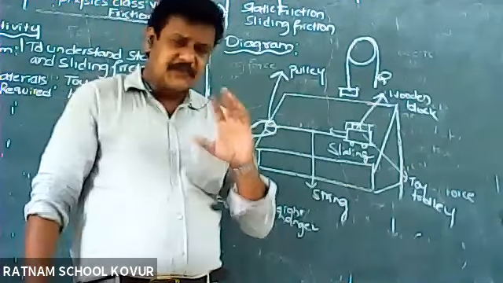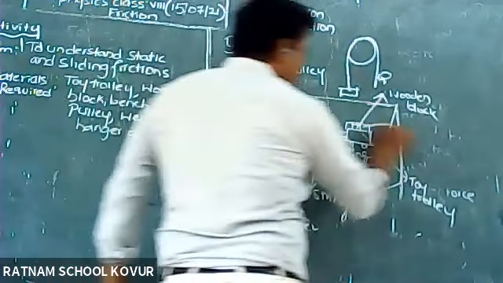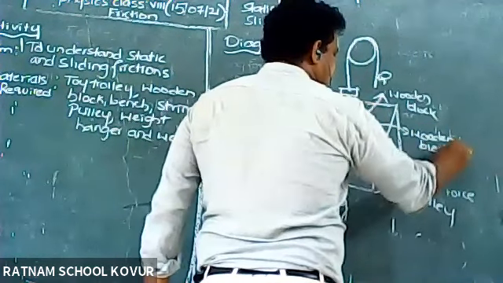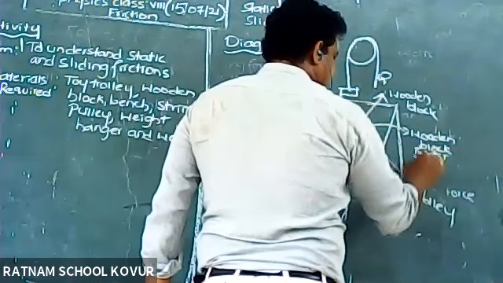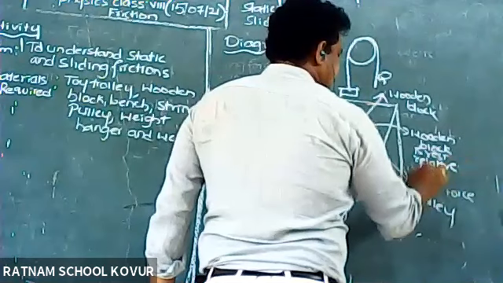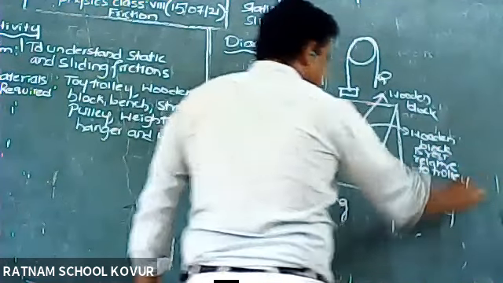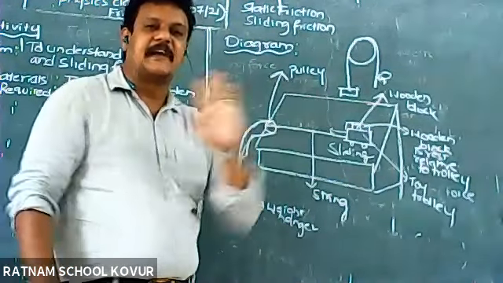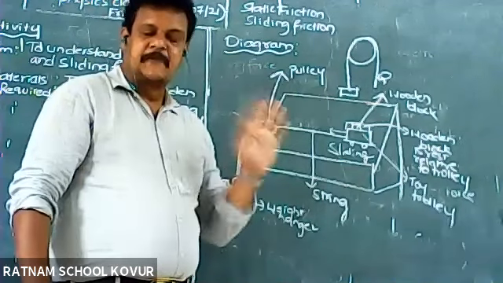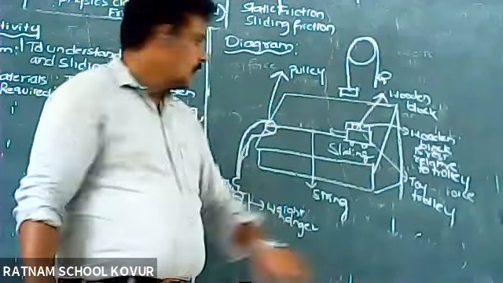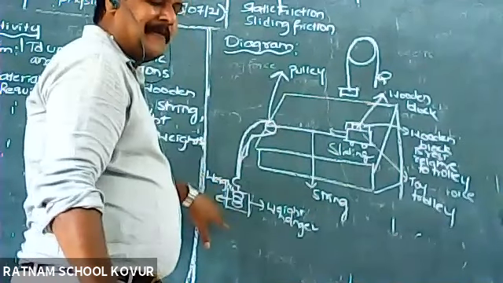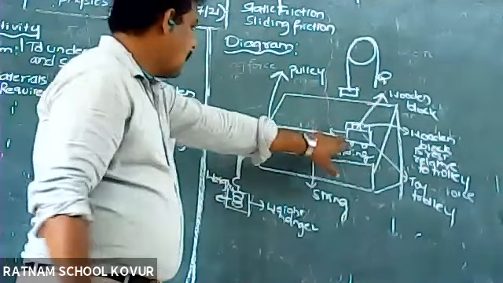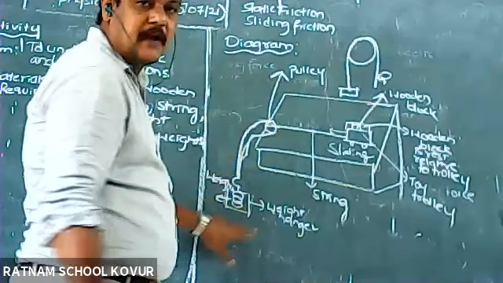So static means here the wooden block is at rest relative to the trolley. That means even though the trolley is moving, with respect to the trolley, the wooden block is at rest. That is static friction. But when you keep on adding weights, at one point the weight is increased and the toy trolley moves with the help of the string which is attached to the pulley.